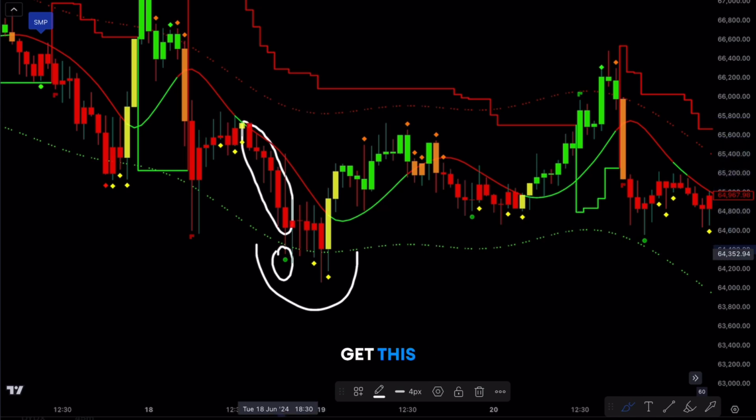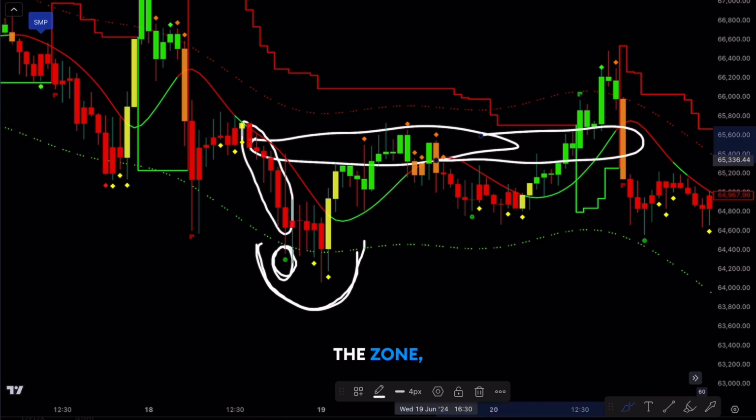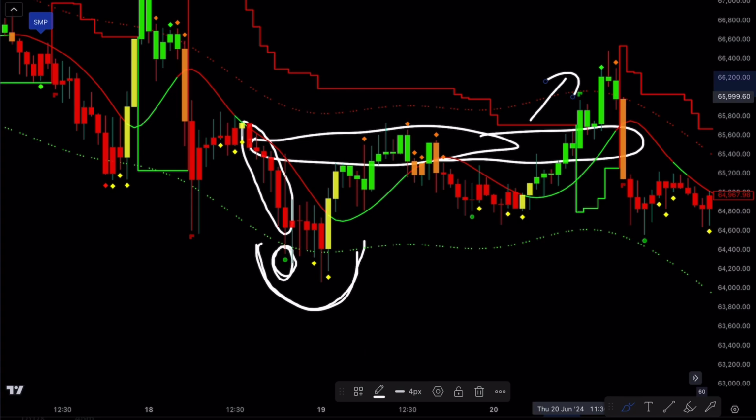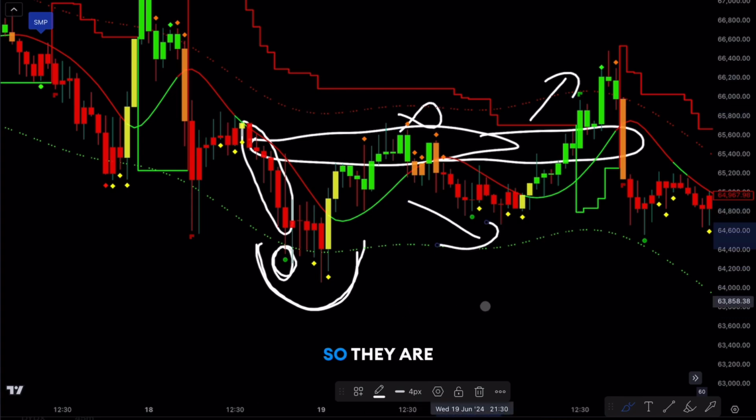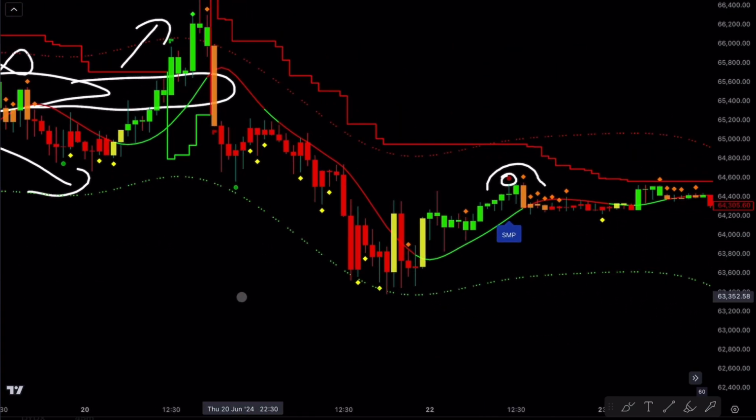And if we get these bearish and bullish reversal signals, it means the market is going to retest the zone. If it breaks the zone, it will go up. And if it doesn't break the zone, it will go down, right? So they are highly useful.